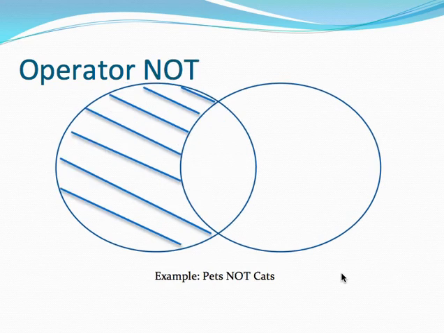Another example, another operator, is the operator NOT. And here, the example, we're using pets and cats. So, if we use pets NOT cats, we will retrieve all the documents or all the information resources that have the word pets, but we will not retrieve those that have the word cats. So we'll be retrieving other types of pets, dogs, birds, etc.